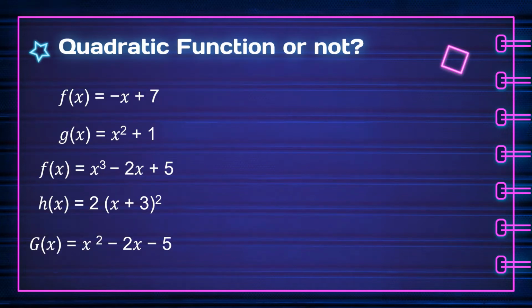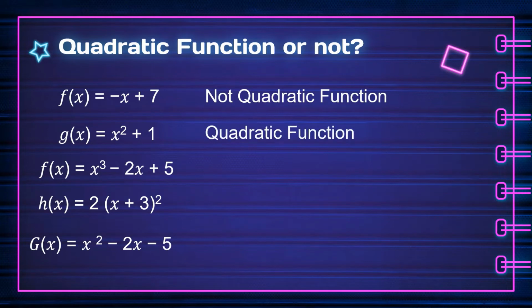Let us determine whether each function is a quadratic function or not. The first one, we have f of x equals negative x plus 7. Is it a quadratic function? Correct, it is not a quadratic function since the degree is 1. How about g of x equals x squared plus 1? Is it a quadratic function? Correct. It is a quadratic function where a is 1, b is 0, and c is equal to 1.